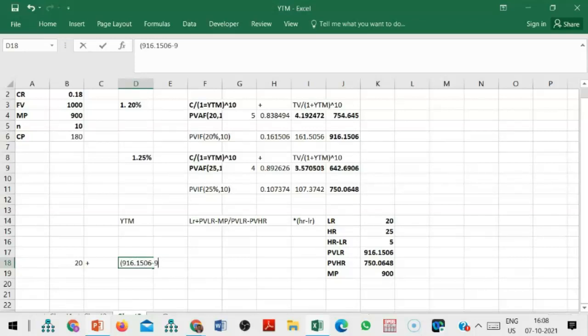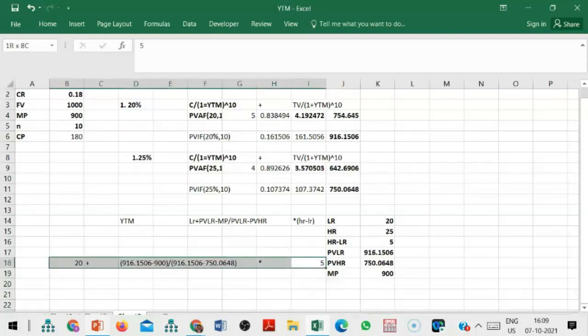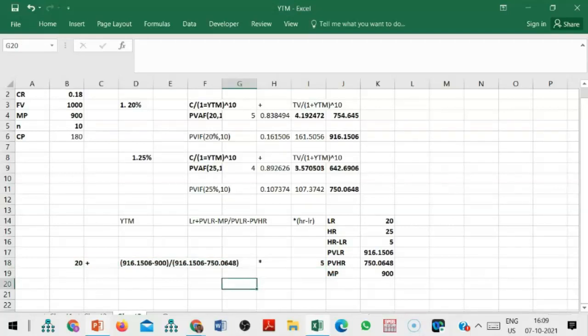The market price given in the problem is 900, divided by NPV of lower, 916.1506, minus NPV of higher, 750.0648. So this is a difference, and it is multiplied with the higher rate minus lower rate. It is already available as 5% in the problem. So these values are already available. You can work it out. I'll just make some steps to understand this problem.